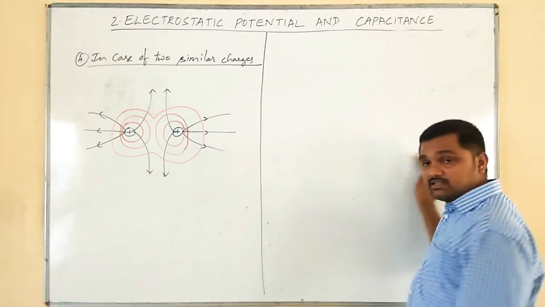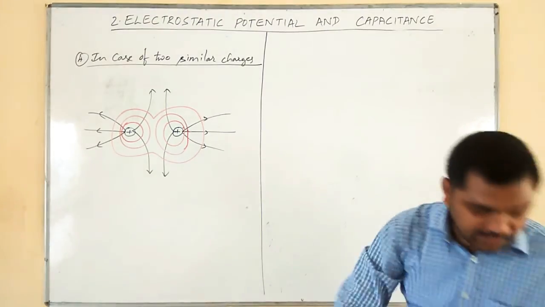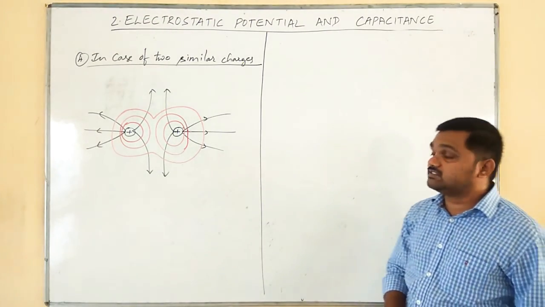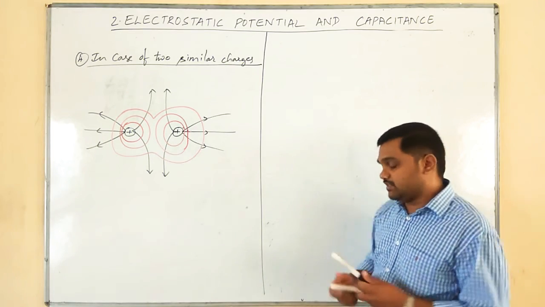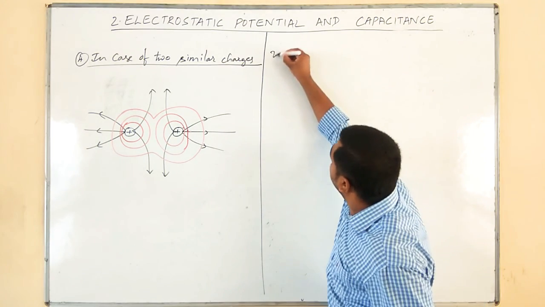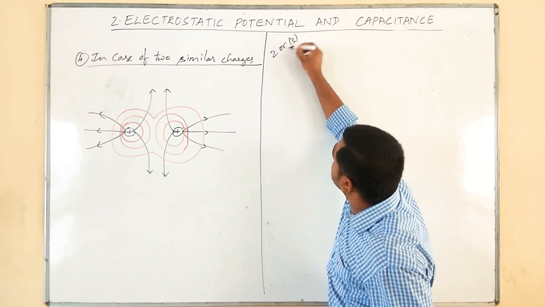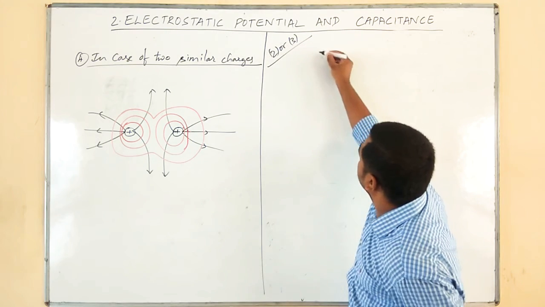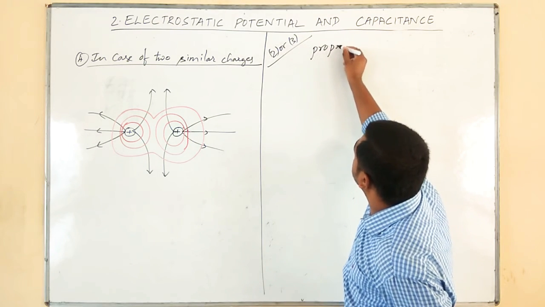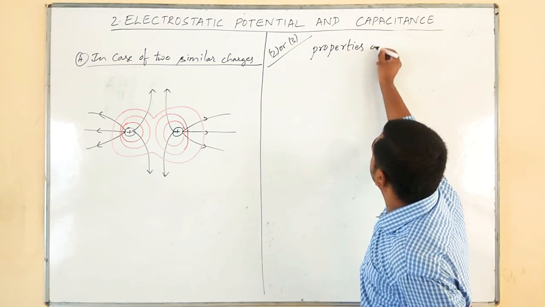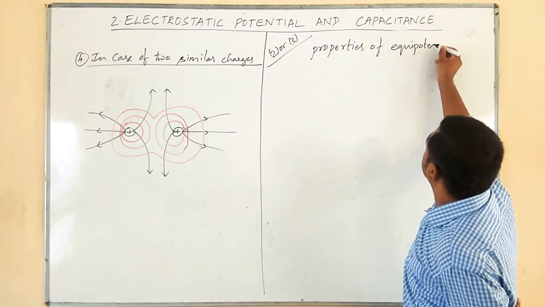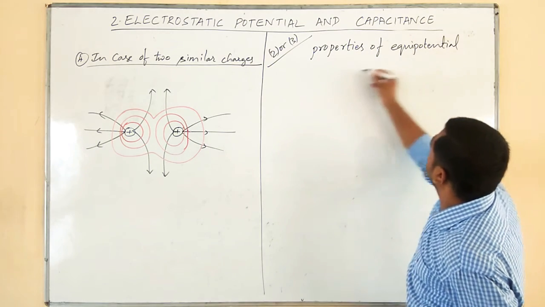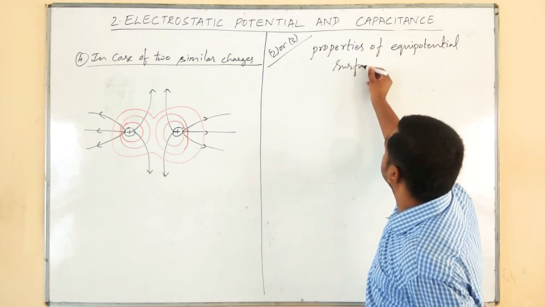Next, an important thing about equipotential surfaces is their properties, which are very important for 2 to 3 marks. In the examination you may get a question like this: list the properties of equipotential surfaces.